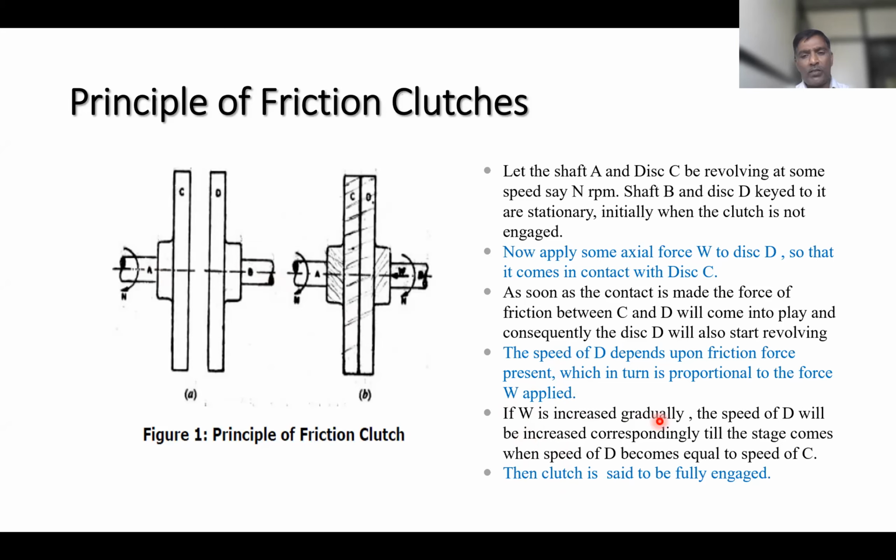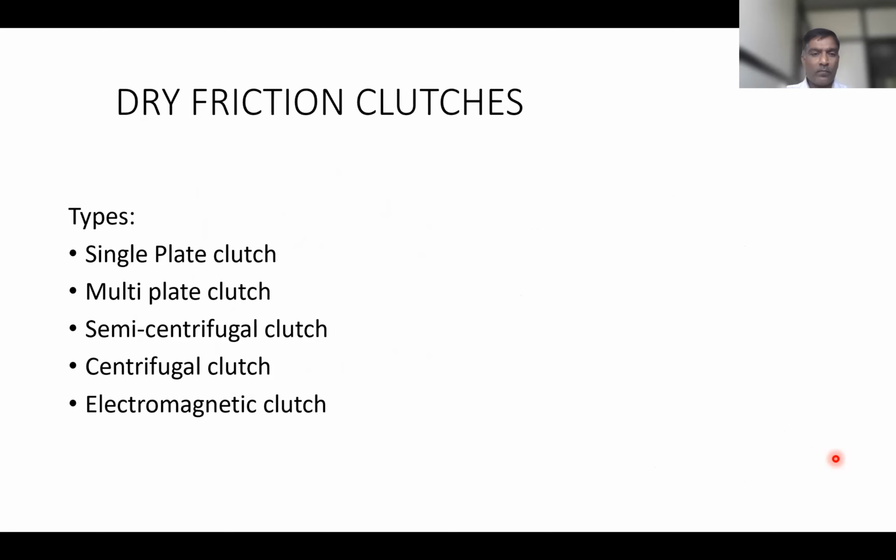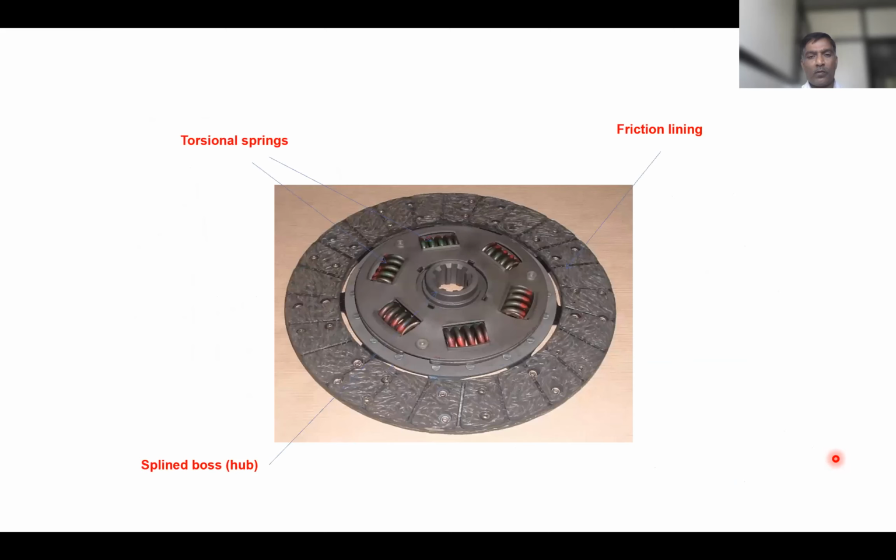If W is increased gradually, the speed of D will increase correspondingly till the stage comes when the speed of D becomes equal to the speed of C. When both speeds become equal, we call it the fully engaged condition, and torque is transmitted from A to B. Then these friction clutches we can also call dry friction clutches. In that, there are single plate clutch, multi-plate clutch, semi-centrifugal clutch, centrifugal clutch, and electromagnetic clutch.